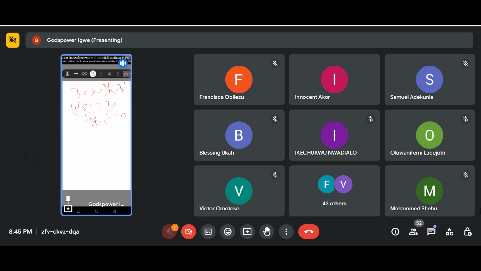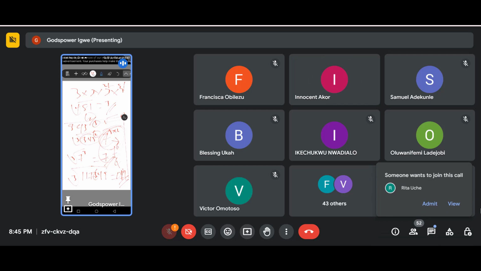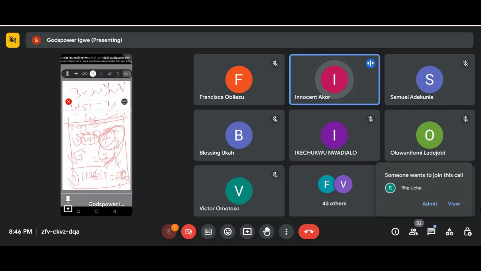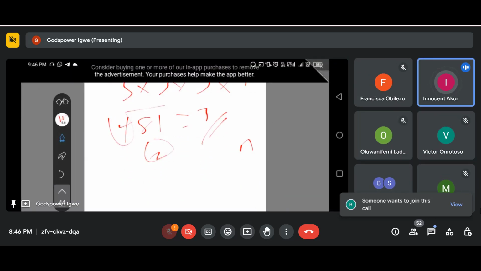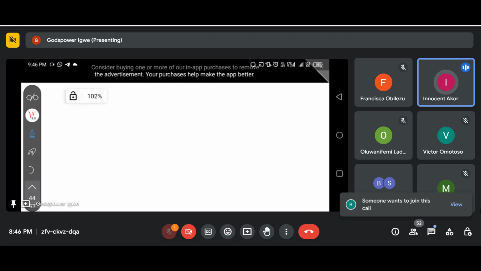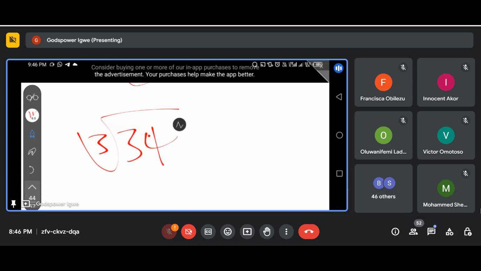Okay, I'm coming. So we had cube root of 343. Somebody's mic is on. Please help us with your mic. We have 343.